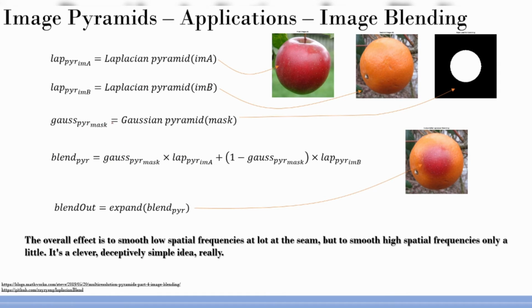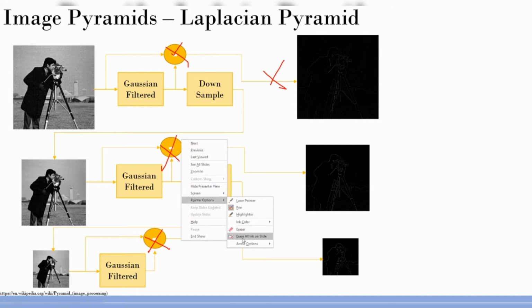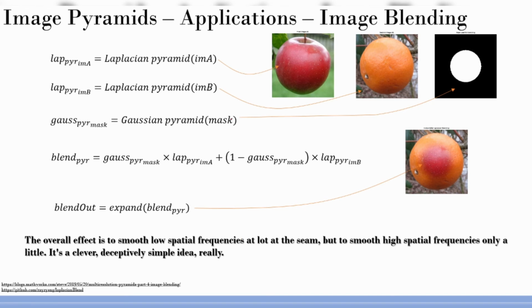But when we say Gaussian pyramid, you are not going to do the subtraction operation. You only smooth the image and downsample it, smooth the image and downsample it. That's what the Gaussian pyramid is all about. You don't have the subtraction part. So for the mask I am going to do only the Gaussian pyramid, and for the image I am going to create the Laplacian pyramid. The fundamental reason for this is that I am going to smooth the mask.